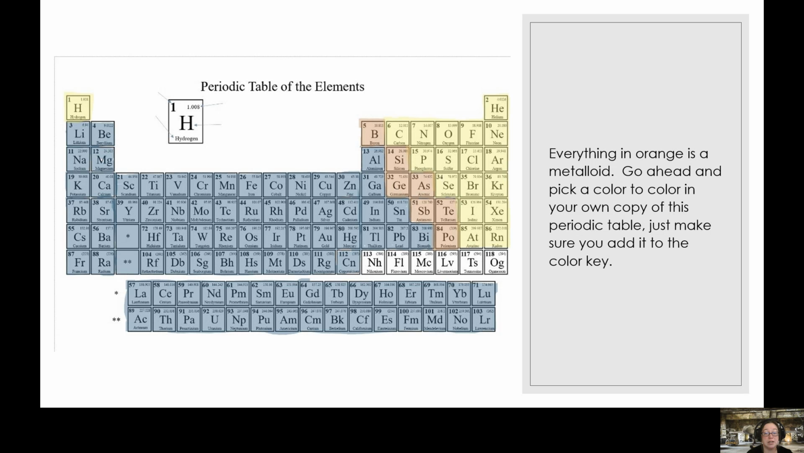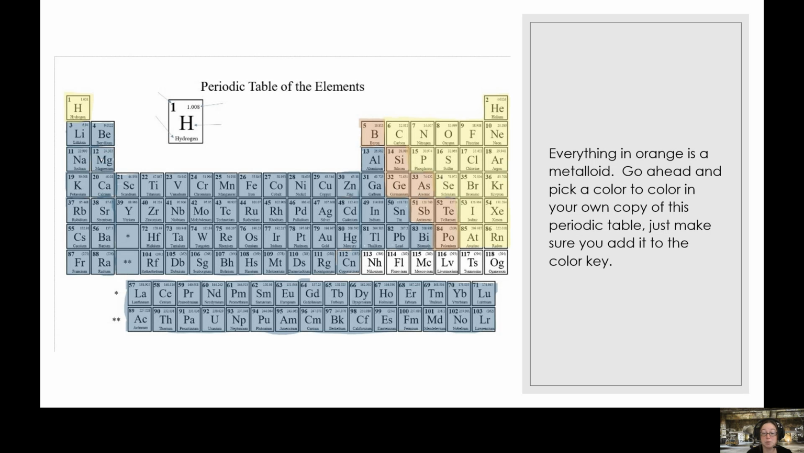All right, so everything you see in orange on this table is your metalloid staircase. That's boron, silicon, germanium, arsenic, antimony, tellurium, and polonium. Go ahead and color those in. You can pause if you want to. It doesn't have to be orange. Just pick a color that's contrasting with the other two you've got on there so that you can pick them out real easy.